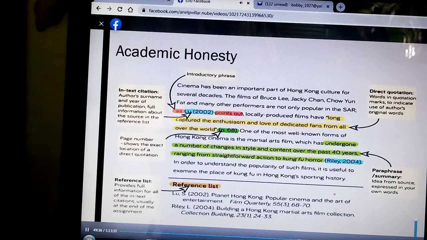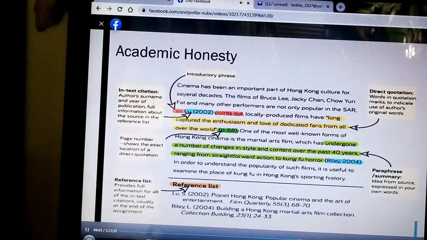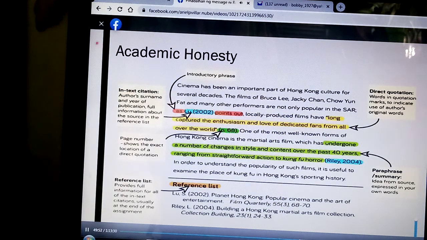Kung hindi man, kaya sabi ko nga, sa index card nyo ilagay, each index card, nandun na rin yung information nung paragraph na sinulat nyo from that particular author. That is one of the best strategies in writing your RRL saka RRS.